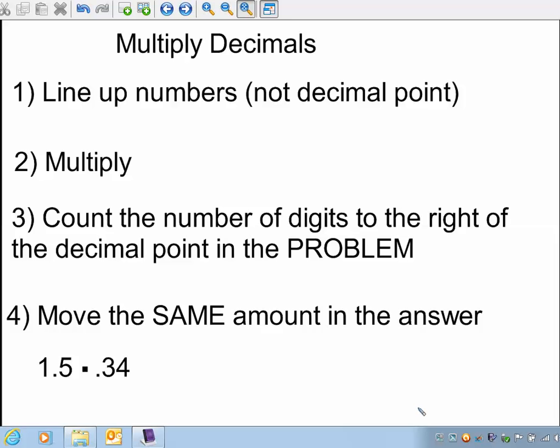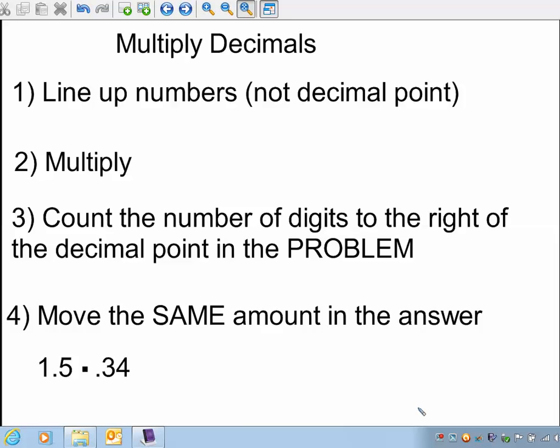Today we're going to be talking about how to multiply decimals. When we're multiplying decimals, unlike adding and subtracting, we line up the numbers, not necessarily the decimal point. Once we've lined up the numbers, then we have to multiply and count the number of digits. So let's do a simple example in our notes.